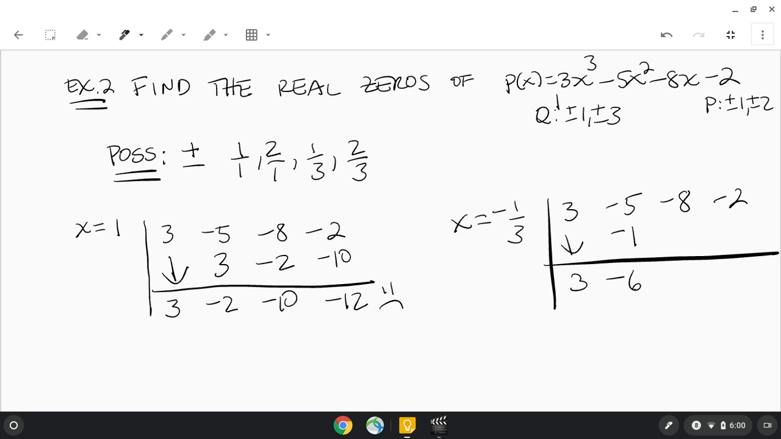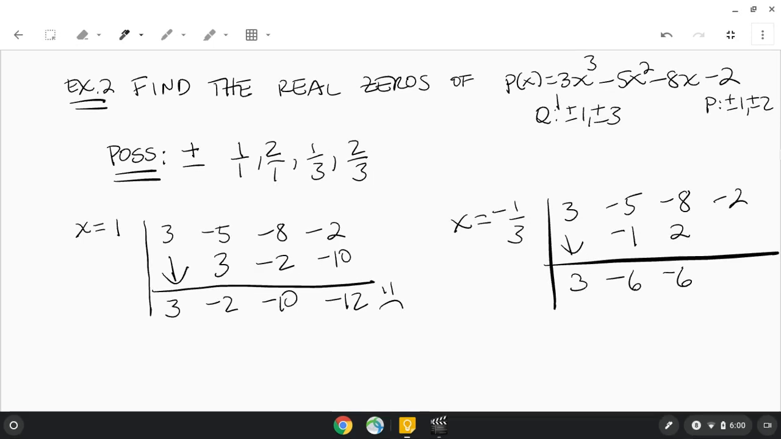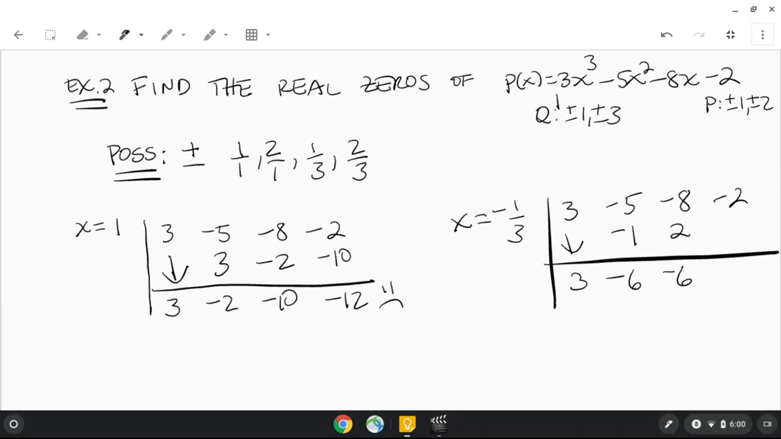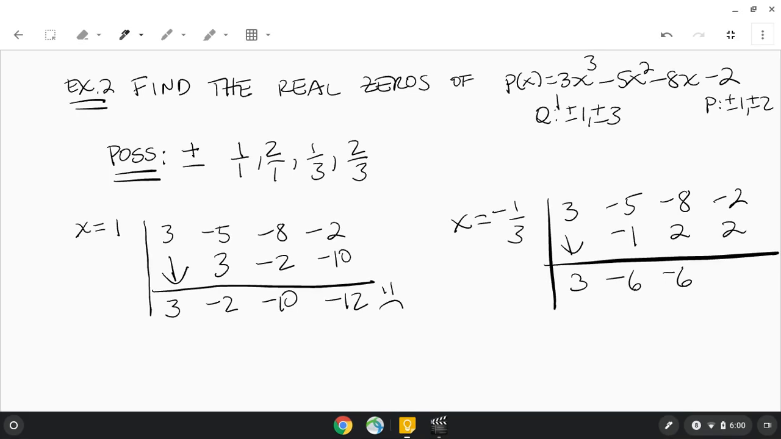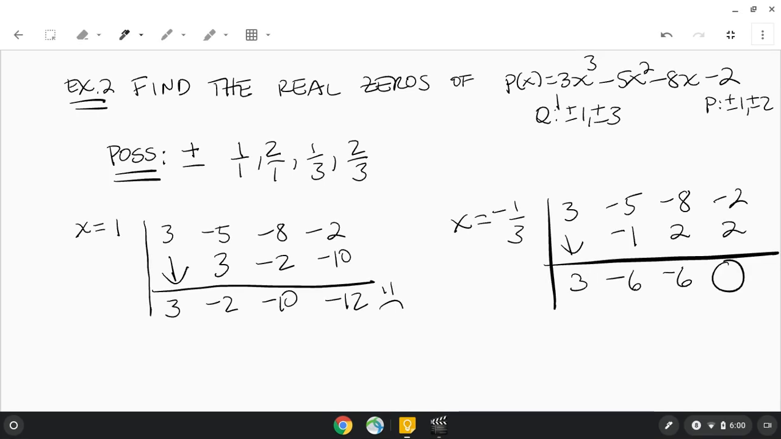-1/3 times -1/6 is +2. Combine the -8 and 2, and we get -6. -6 times -1/3 is, again, 2. And, oh my goodness, we get a 0. Not just any 0, but a really happy 0.